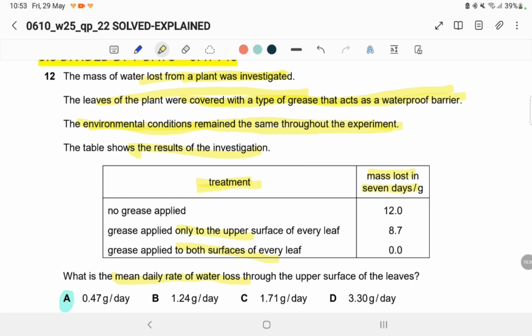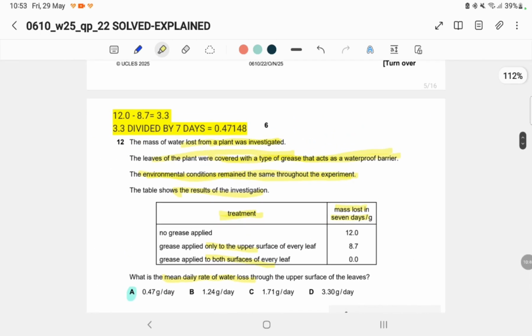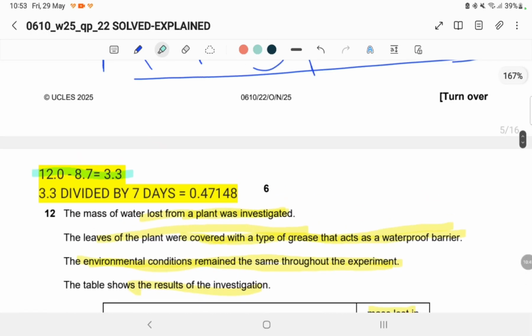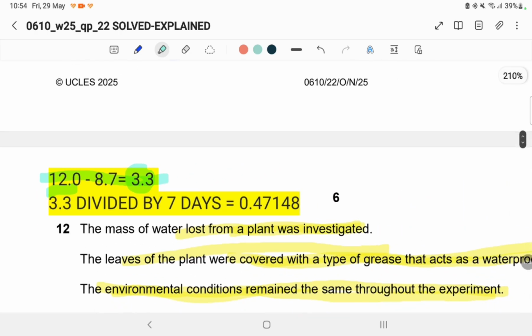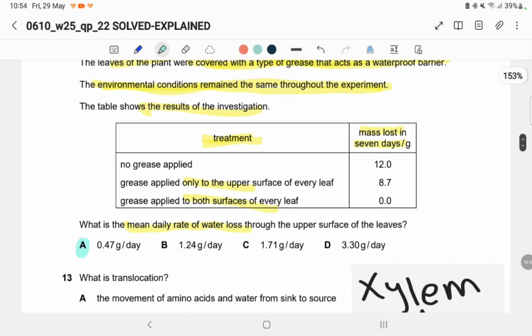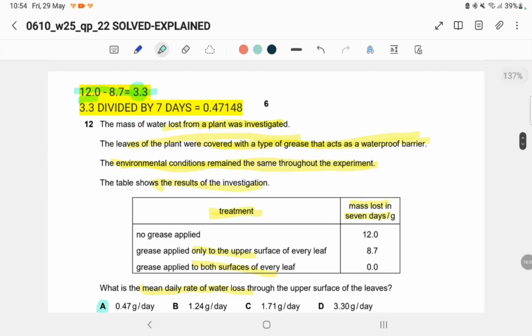So basically what the students will do is take 8.7 divided by 7 days and get B, which will be the incorrect option. But in order for us to solve it right, we're going to get that 12.0 and subtract it from 8.7, as you can see here. We subtract 8.7 from 12.0, giving you 3.3, okay? And now that 3.3 will be divided by 7 days, giving you 0.47148, which is going to be rounded to two significant figures after the zero. So you count 4, 7, and here you go. The answer will be letter A, and it will be grams per day.